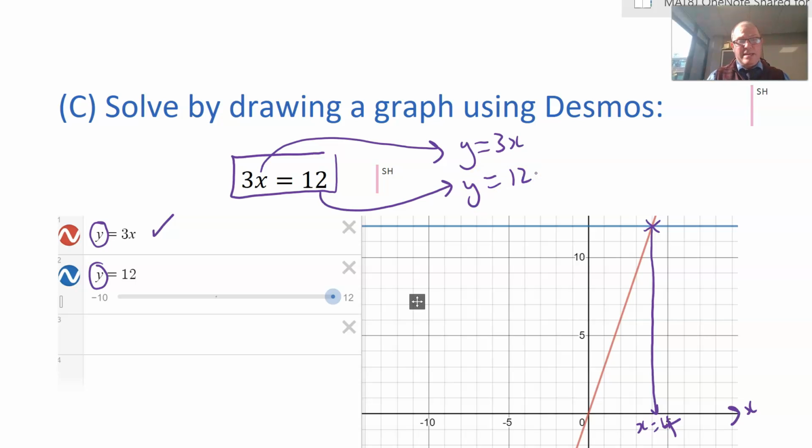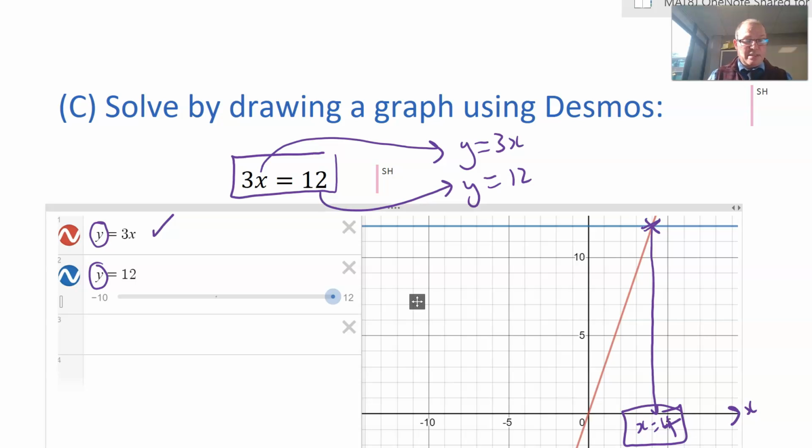So draw the left-hand side, the right-hand side, and then see where the y values are the same. The y values are the same here, and read off the x answer. On the x-axis, x equals 4. That's how to do it graphically. Let's go on to the next one.